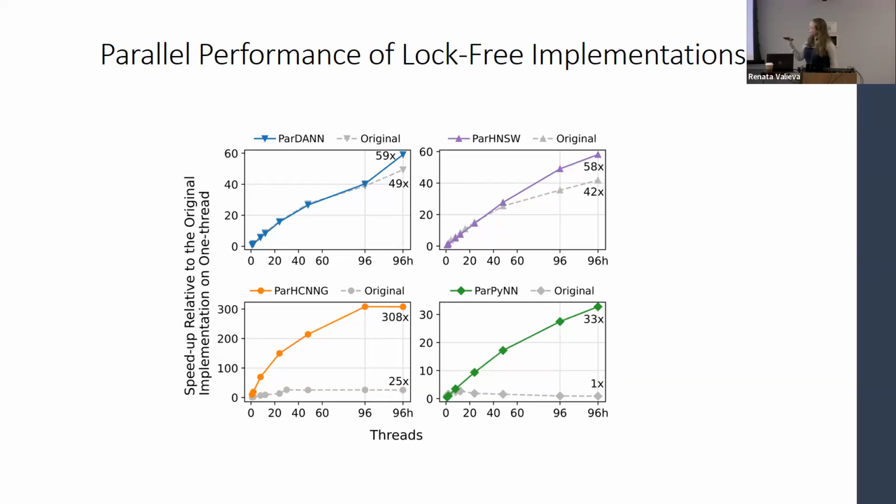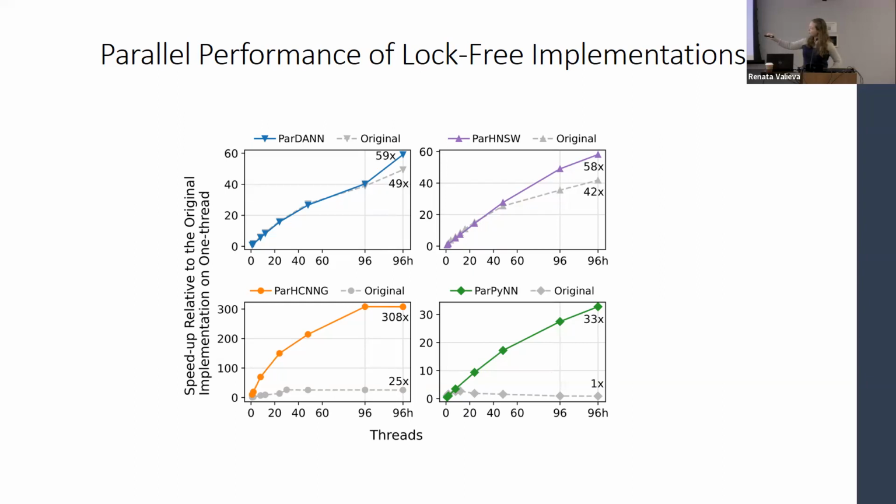What we have on the x-axis here is the number of threads, going up to 96 hyperthreads. And on the y-axis, what we're plotting is speedup relative to the original implementation, the implementation before we parallelized it, on 1 thread. So if you look at these gray lines, which correspond to the original implementation, this is the speedup that the algorithm gets relative to itself on 1 thread. For this algorithm, HCNNG, it gets a 25x speedup once it goes to 96 threads.